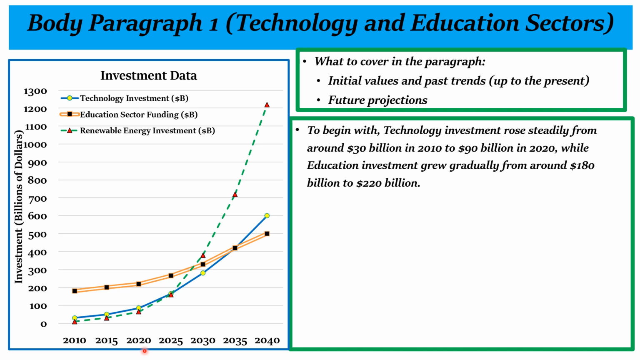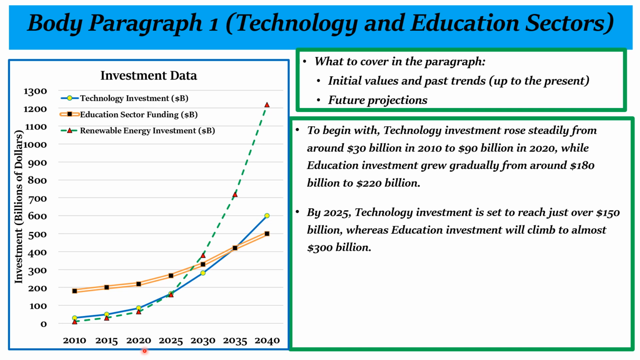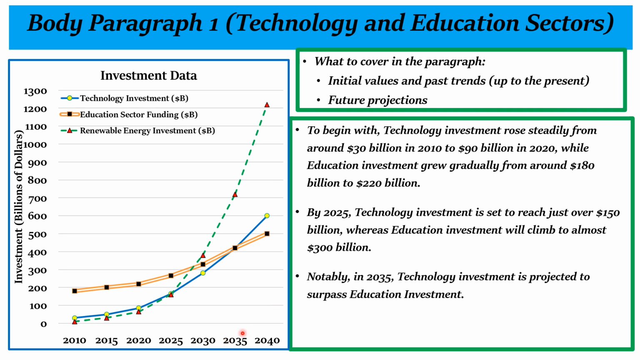Then we can describe the changes this way. By 2025, technology investment is set to reach just over $150 billion, whereas education investment will climb to almost $300 billion. We can also highlight important points in the graph where one category surpasses another. For example, we can say, notably, in 2035, technology investment is projected to surpass education investment.